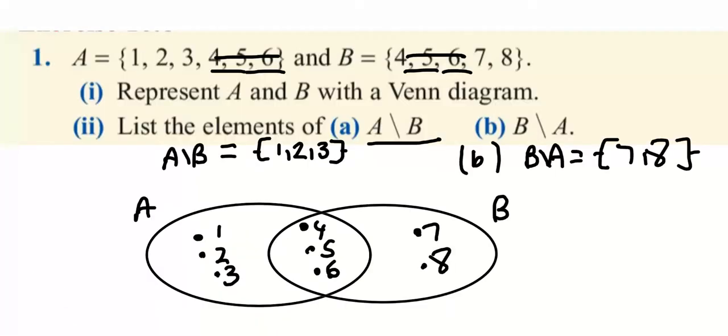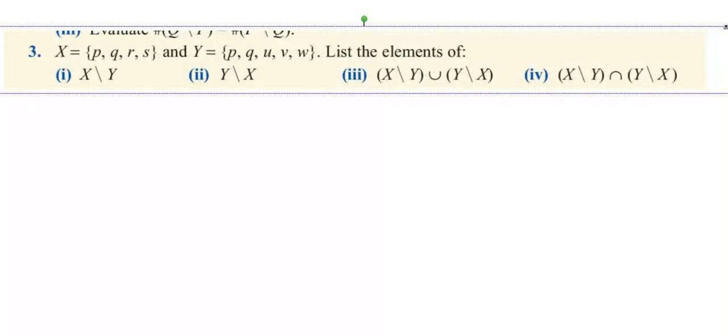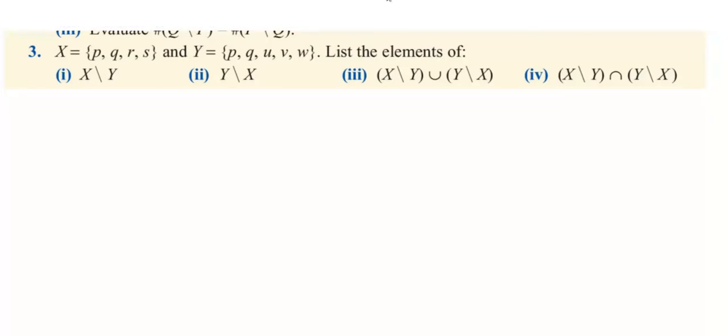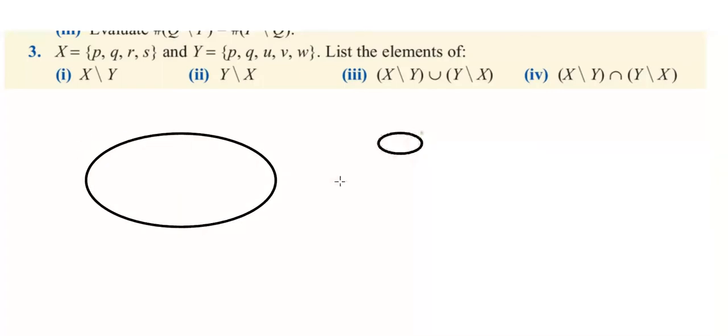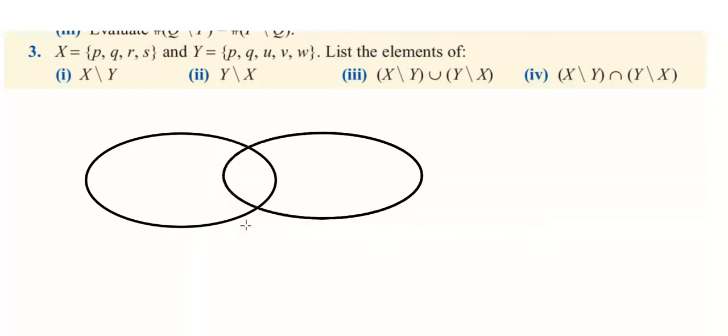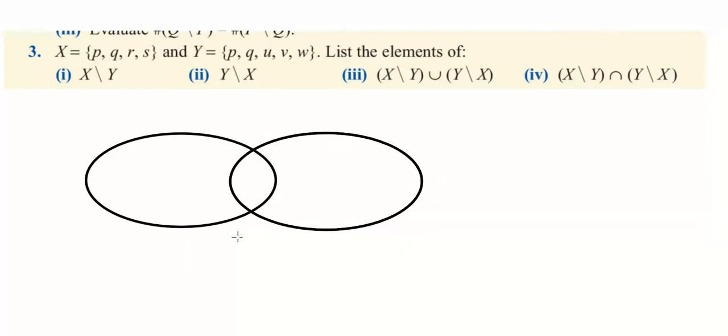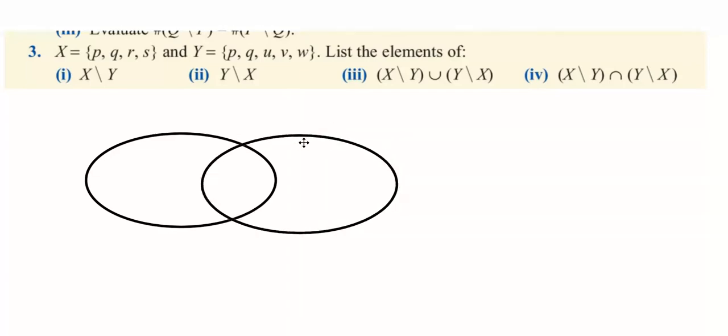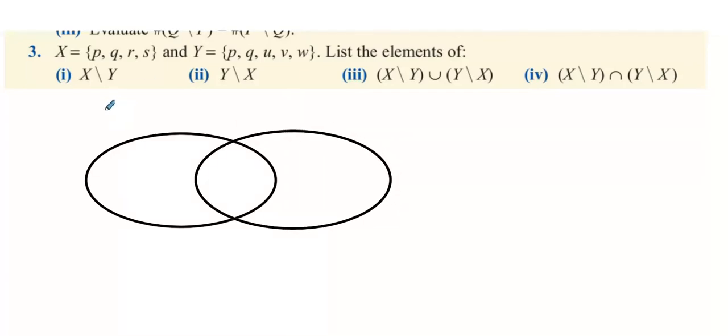Okay, now we're on to question 3. I tend to draw out the diagrams even when it doesn't ask me to, because I'm a visual learner, so I need to do this using diagrams. It's the only way I'm going to get the correct answer. So what do we have here? We've got to do X and Y. So call this one X, call this one Y.